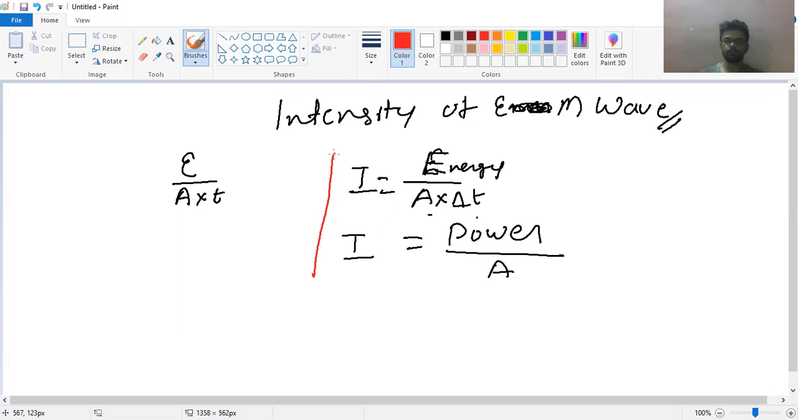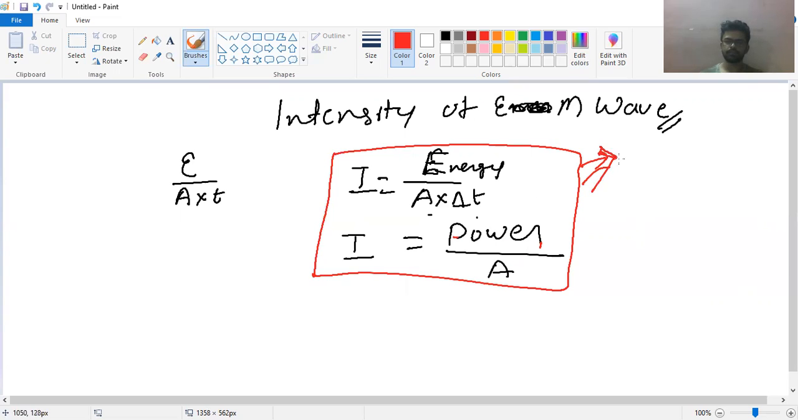Till now you have got 4 equations. I hope you will remember those 4 equations, as I will give some related things in homework also, right? So I equals energy per unit area per unit time, right? So I equals power by area. Intensity of electromagnetic wave we are studying, right? So this is just the formula.